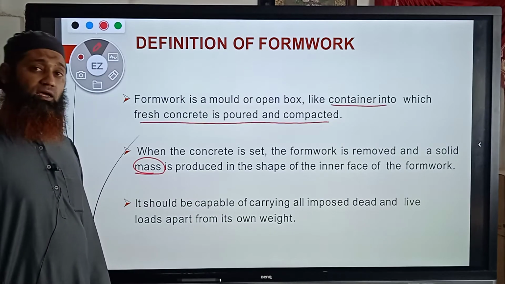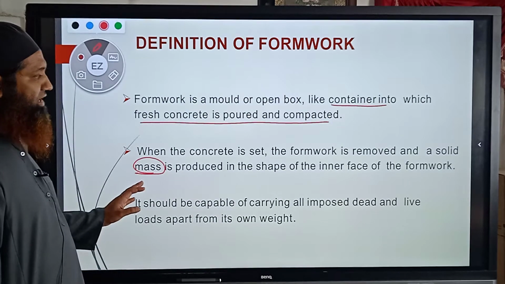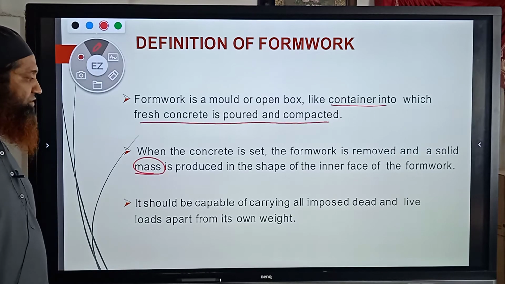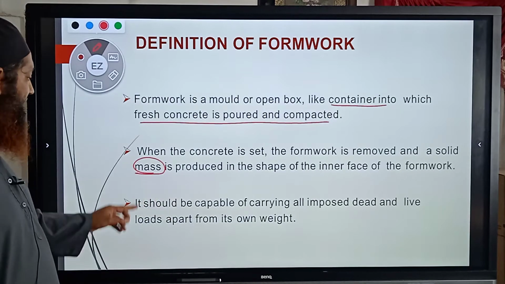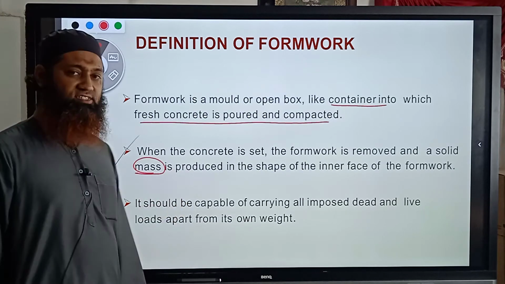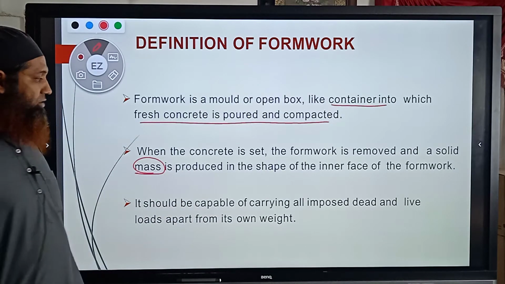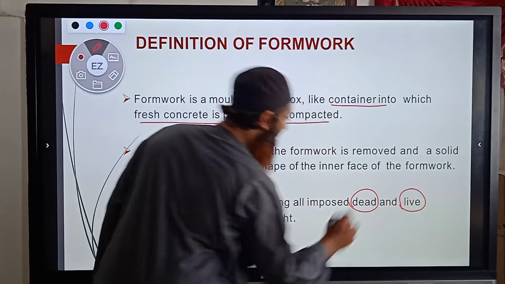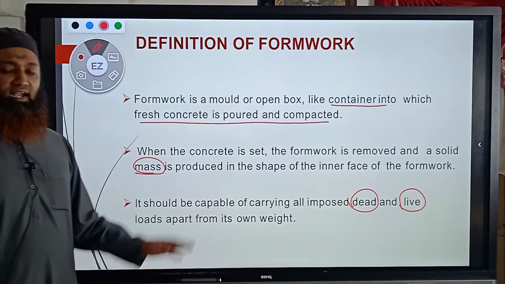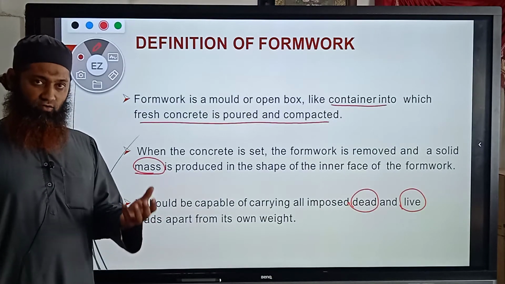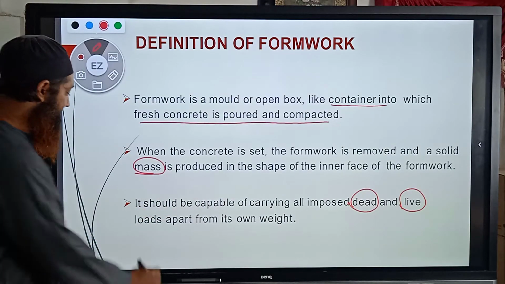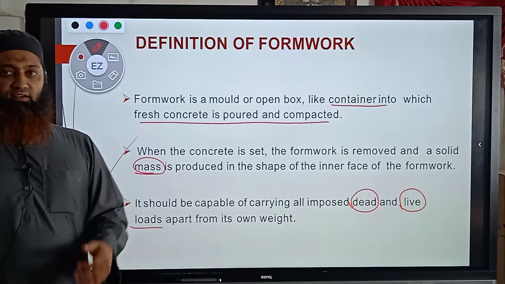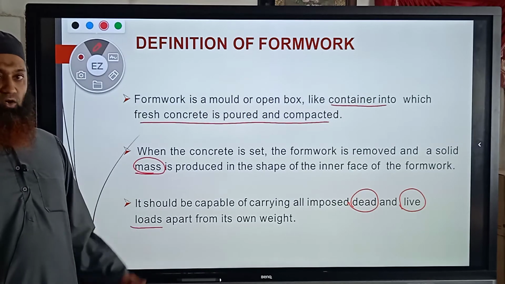So it is very important to see where we have come up with good formwork. It should be capable of carrying all imposed dead and live loads apart from its own weight. You can see it should be able to carry all the dead load, that is self weight, and the live load also. The dead load is the self weight of the concrete, and what is the live load?